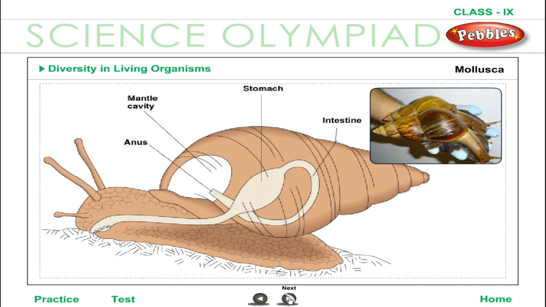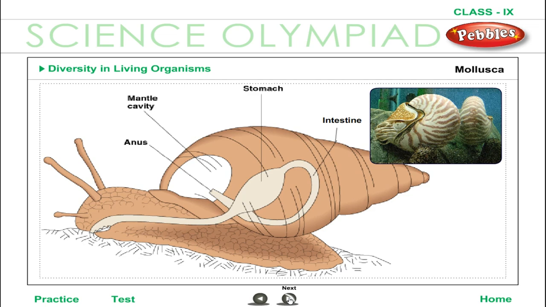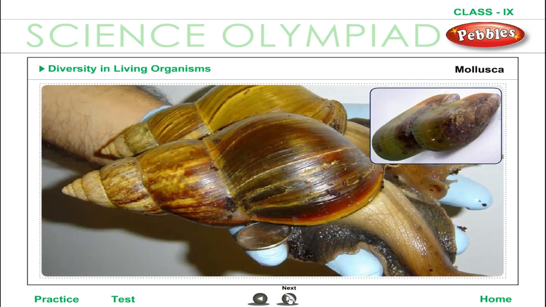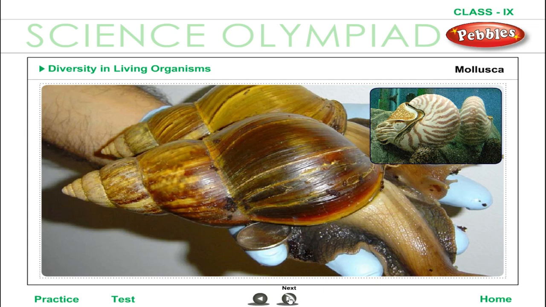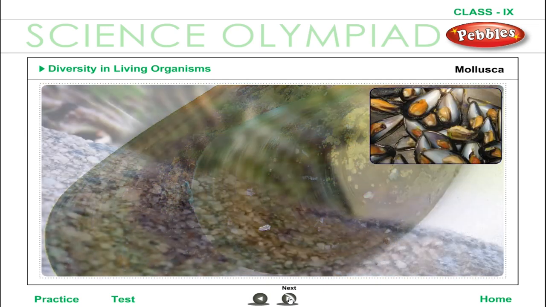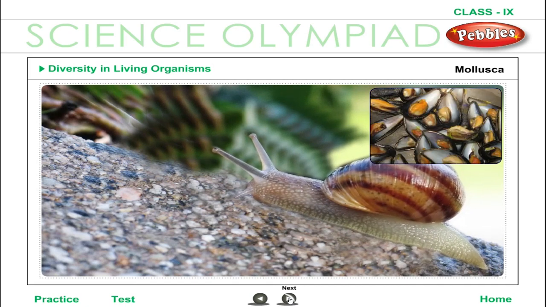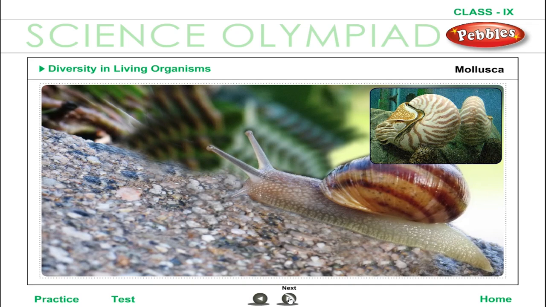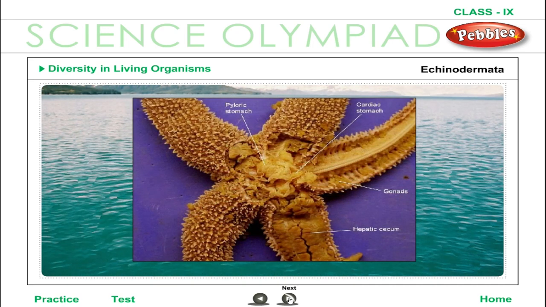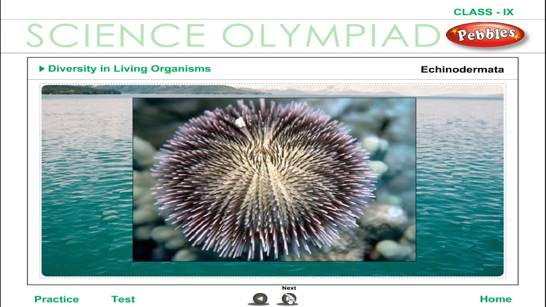Arthropoda. These animals are bilaterally symmetrical and segmented. There is an open circulatory system, and so the blood does not flow in well-defined blood vessels. The coelomic cavity is blood-filled. They have jointed legs. The word arthropoda means jointed legs. Some familiar examples are prawns, butterflies, houseflies, spiders, scorpions, and crabs.